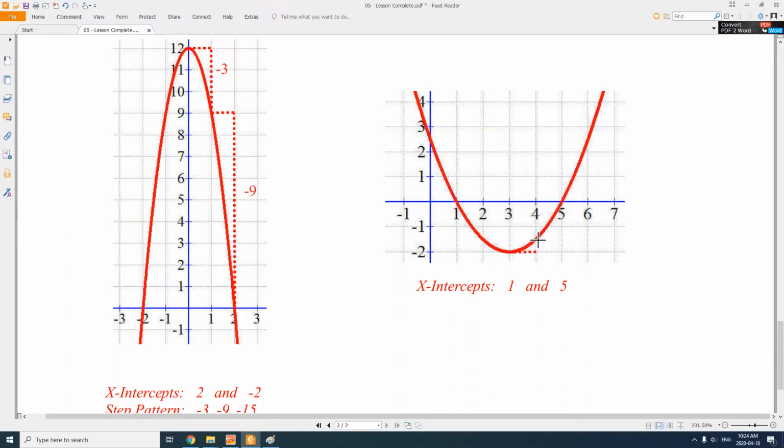Over 1, up 0.5 it looks like. Over 1, up 1.5. Okay. So it looks like it went up 0.5 and then it went up 1.5. And I really only need that first value, right? So in this case, the step pattern looks like it was multiplied by 0.5. The a value is 0.5, or a half. So there's my equation: 1/2 (x minus 1)(x minus 5).